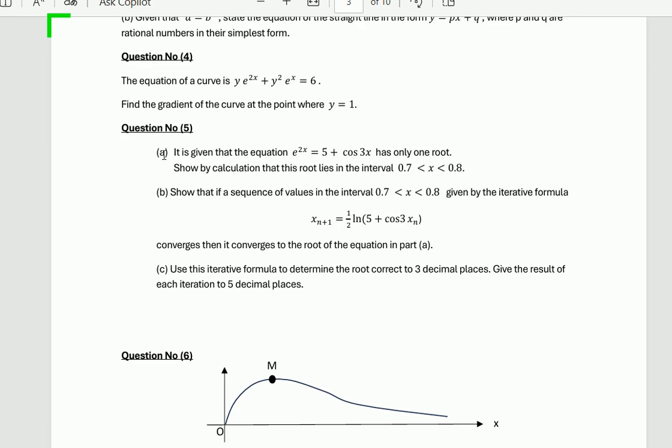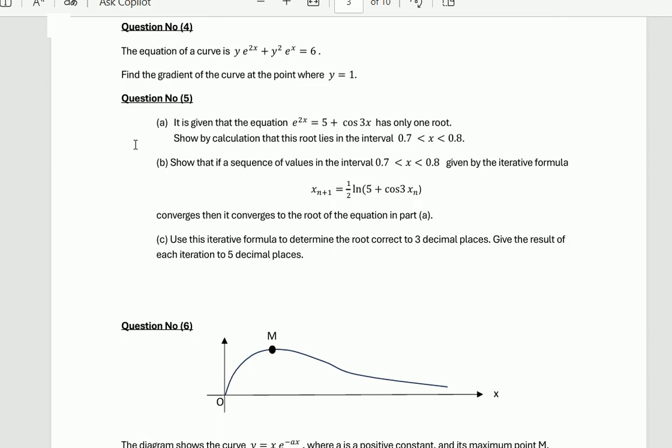For question number 4, the equation of the curve is y e raised to 2x plus y square e raised to x equal to 6. Find the gradient of the curve at the point where y equal to 1.